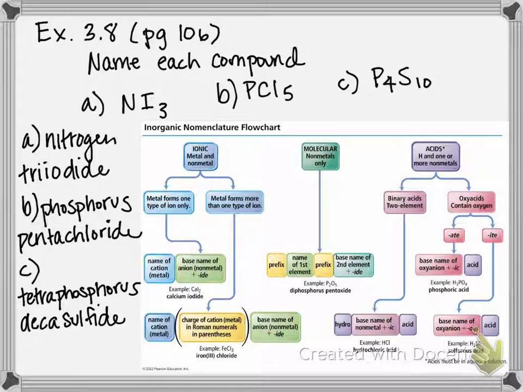Remember, we replace the IDE ending, or in this case, it's the UR ending, with IDE because it's existing as an ion. So there you have it: nitrogen triiodide, phosphorus pentachloride, and then tetraphosphorus decasulfide. And that's how you name molecular compounds.